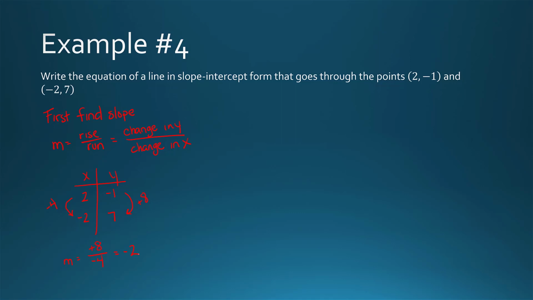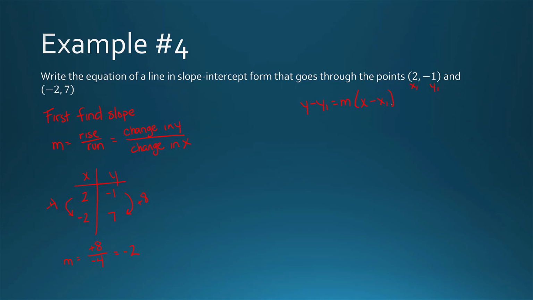Now that we have our slope, we can write the equation of our line in point-slope form. And probably the most difficult part about this is accepting that you just have to pick a point. There's not a right or a wrong point to choose. You just need to pick one. So I personally tend to choose the first point. So I'm going to use this as my x1 and y1. So y minus y1 equals m times x minus x1.